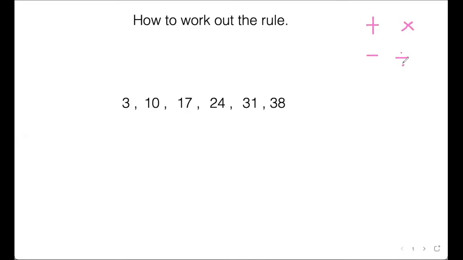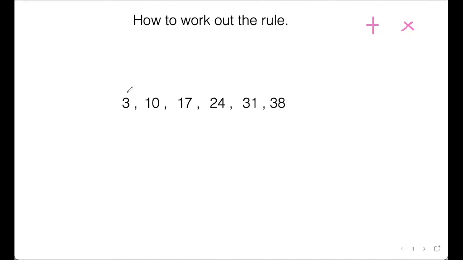Well, you can eliminate two of them by working out if the numbers are going higher or lower. Looking at this sequence, you can see that the numbers are going higher, which means that it can't be minusing or dividing because the numbers will get smaller. So straight away, we can get rid of minus and divide. We won't be needing those. So this sequence is either going to be a plus or times. How do we work out the rule?